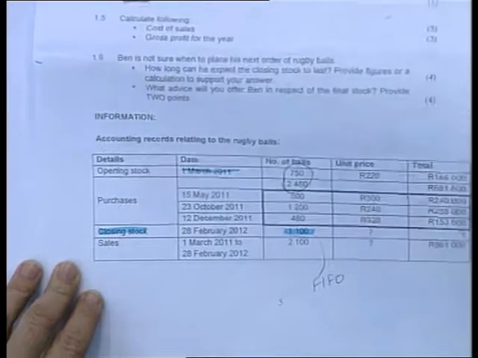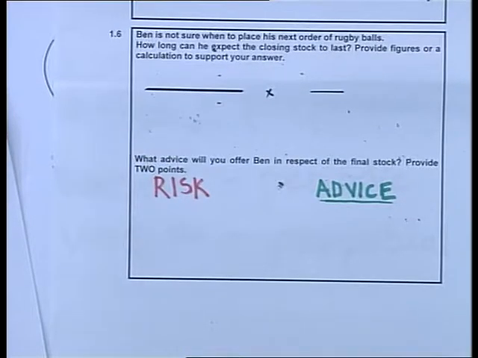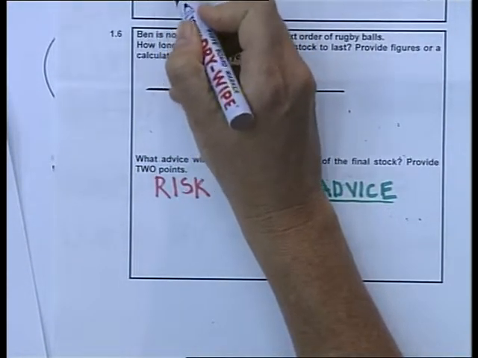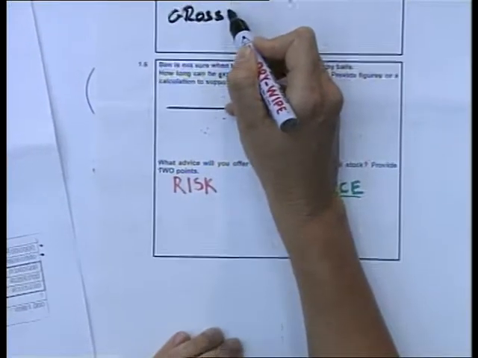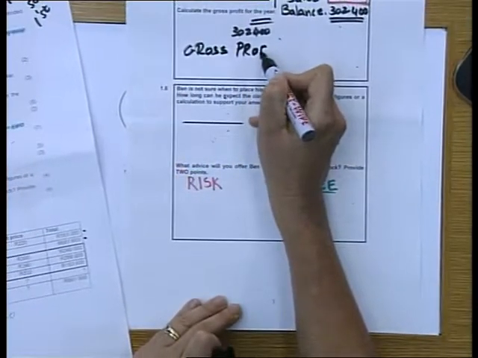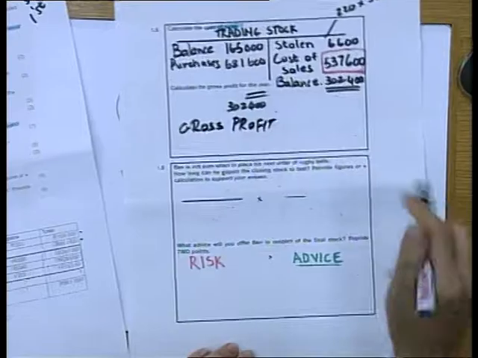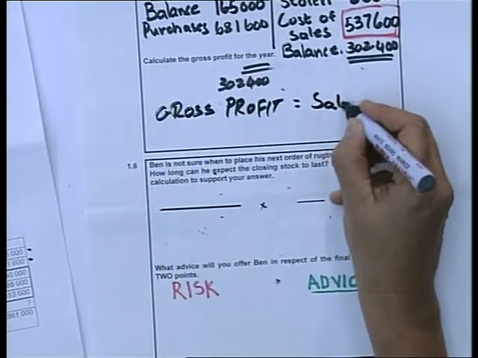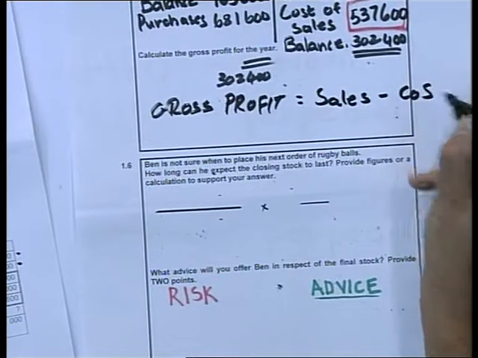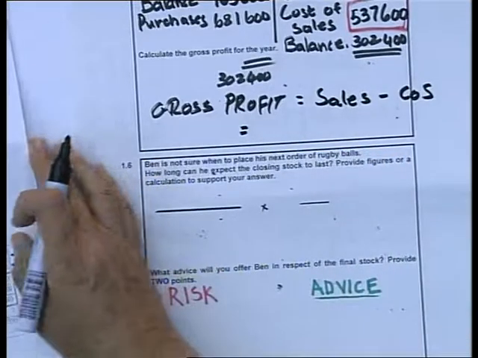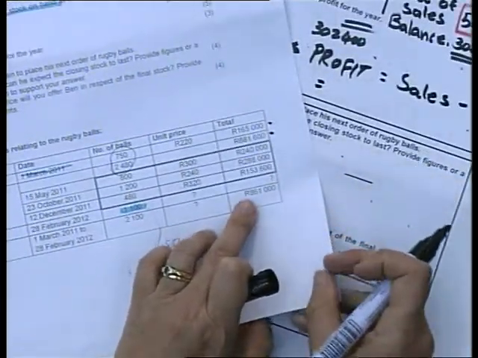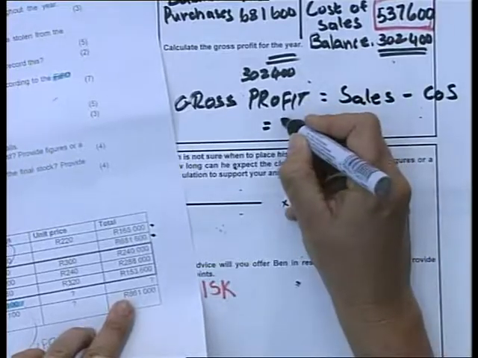Oh wait, we didn't finish this one quite yet. We still need to calculate the gross profit as well. Okay, how do we get the gross profit? We get that by saying sales minus cost of sales. So, do we have the sales amount? Yes, they gave that to you. 861,000.